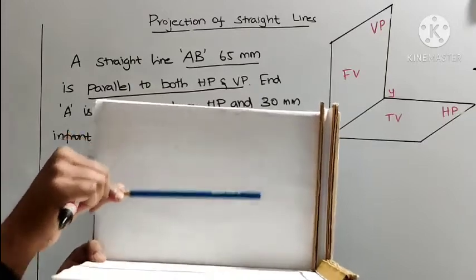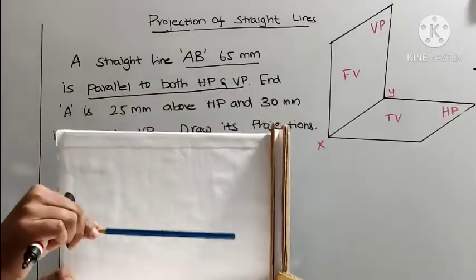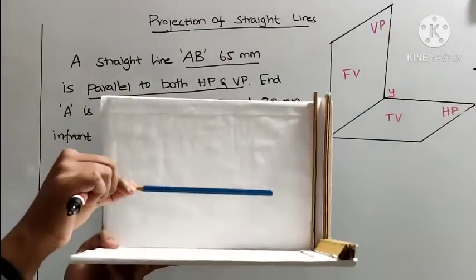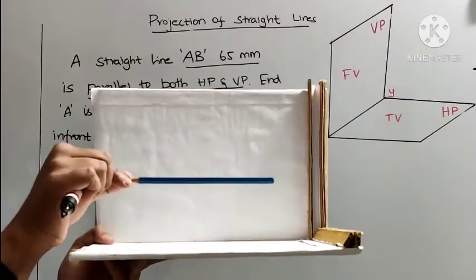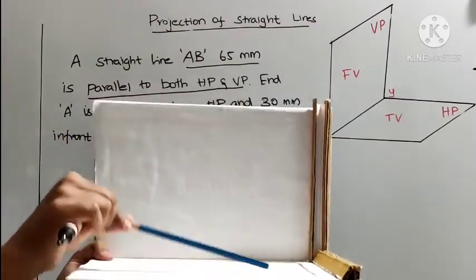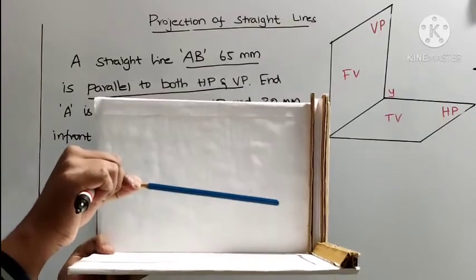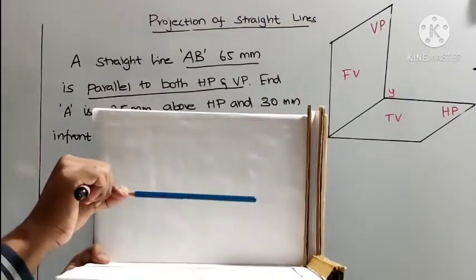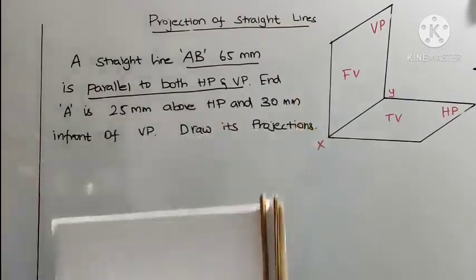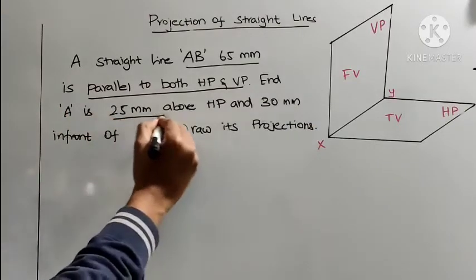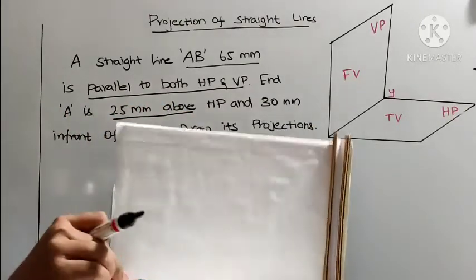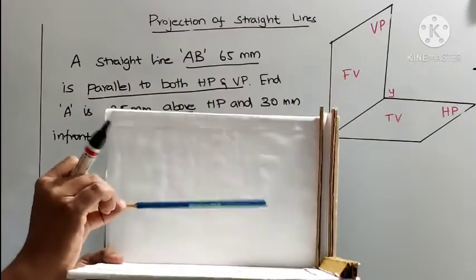So we need to draw the projections. Now the question is whether you will see the true length in the front view. Yes, it is parallel, so you will see the true length. The same holds for the front view as well. You will see the true length line in the front view too. The second question is the 25 mm. Will the 25 mm be visible in the front view or the top view? That is the question.